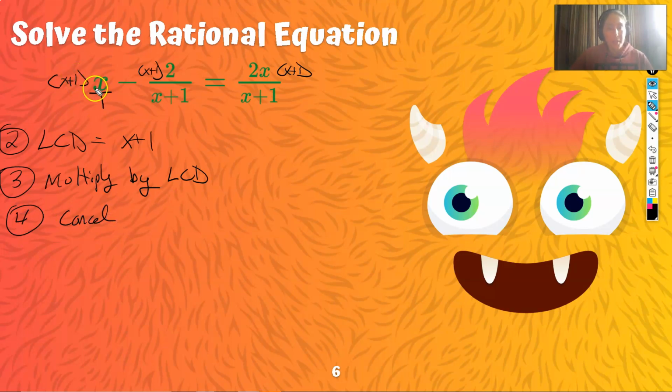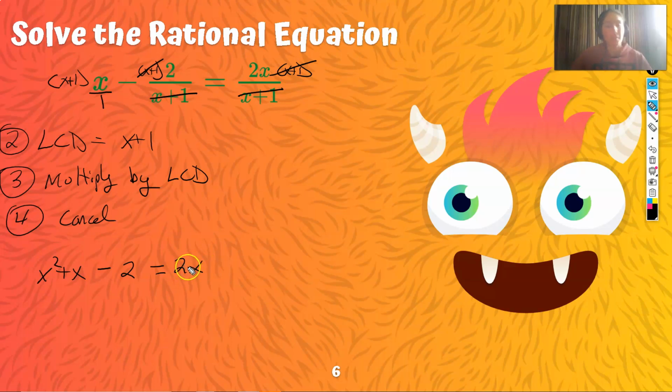X plus 1 times x. So there is no denominator here to cancel because it is 1, and anything written over 1 is itself. So we don't need to worry about this too much. So this is going to be x squared plus x minus x plus 1 takes care of the x plus 1. So 2 survives. Equals. Again here, x plus 1 takes care of the x plus 1. So 2x survives on the right.